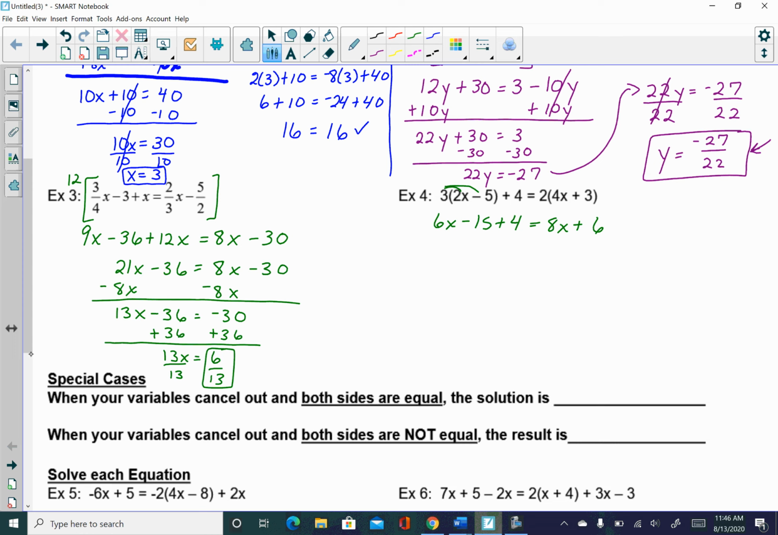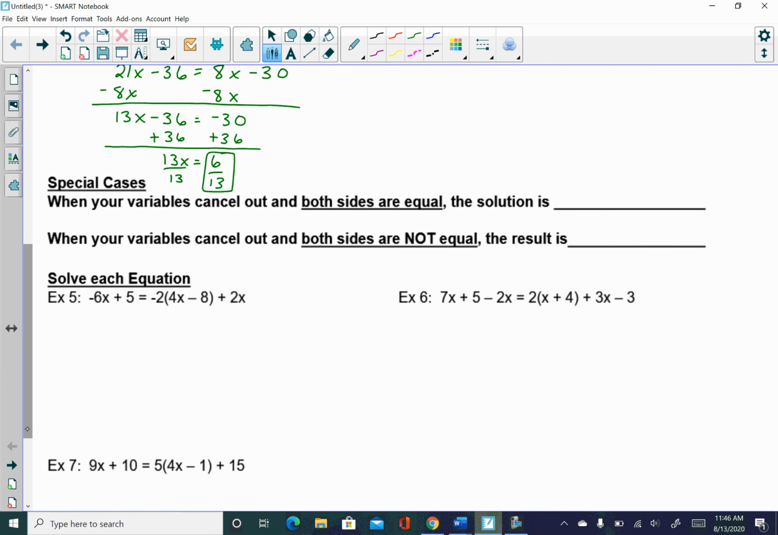Okay. All right. We'll move on down to your special cases. Your special cases occur when your variables cancel out, your letters. So that's the reason why I've been advocating for you to, whenever you're solving your equations, do your letters first, because if you do your letters first, then you're going to know very much earlier on whether they cancel out or not, so that you'll be able to identify the special cases sooner.